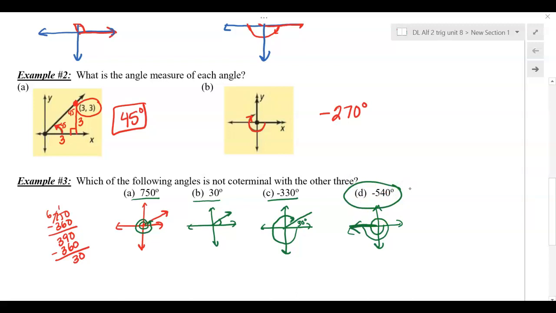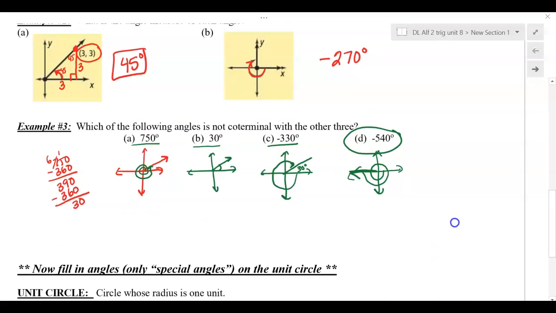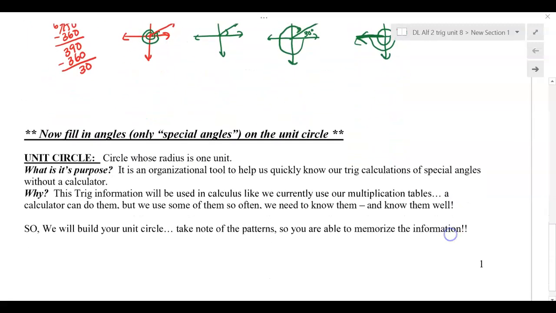Now what we're going to do is take angles that are special to us and label them one time around the circle. The idea of angles that are special to us is angles from special right triangles, so like 30s, 60s, 90s, or 45s, 45s, and 90s. So things that are multiples of those angles, and we're going to put them on something called the unit circle. The unit circle is a circle whose radius is 1 unit. That's why it gets to be called the unit circle. Its purpose, as you will see, is that it's an organizational tool, and it's going to help you quickly calculate trig values of angles.